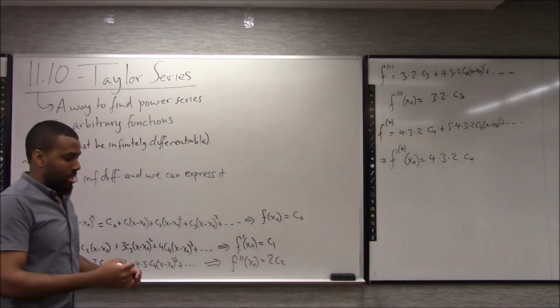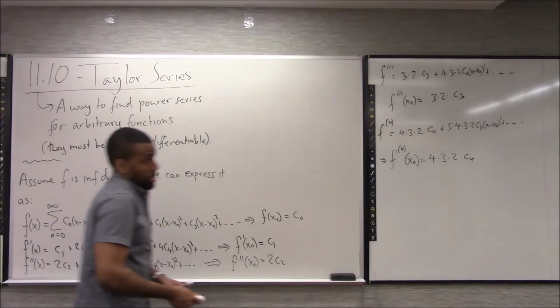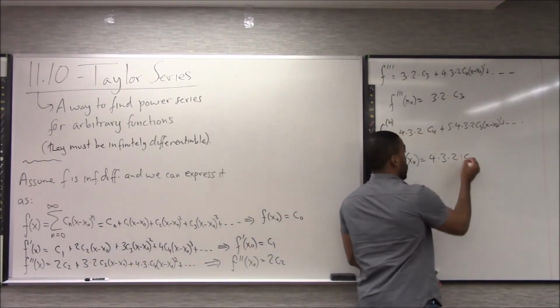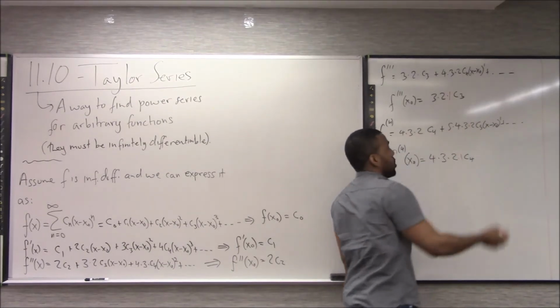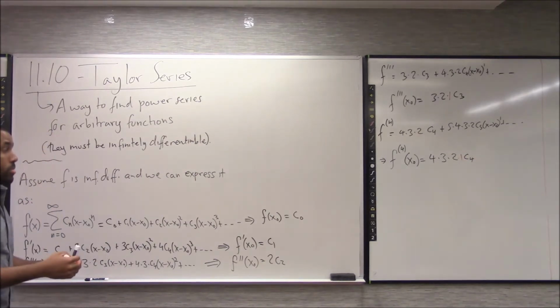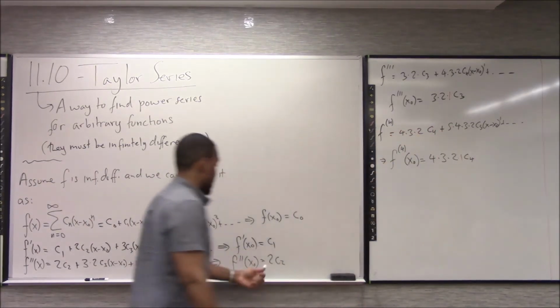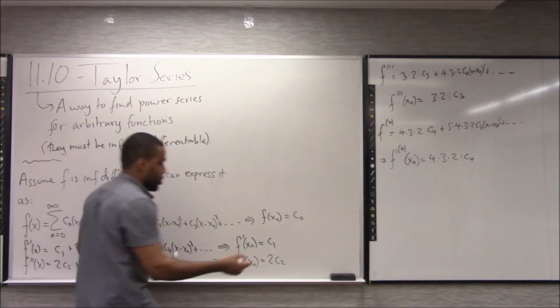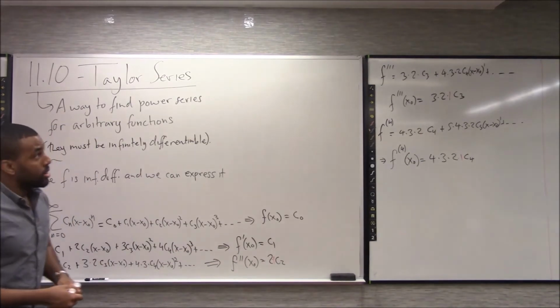We're starting to see a pattern here. Notice here, 4 times 3 times 2 times 1, sure. And this, 3 times 2 times 1, sure. So what is 4 times 3 times 2 times 1? 4 factorial. And what is 3 times 2 times 1? 3 factorial. And 2 is 2 times 1, which is 2 factorial. So now I'm starting to see a pattern.